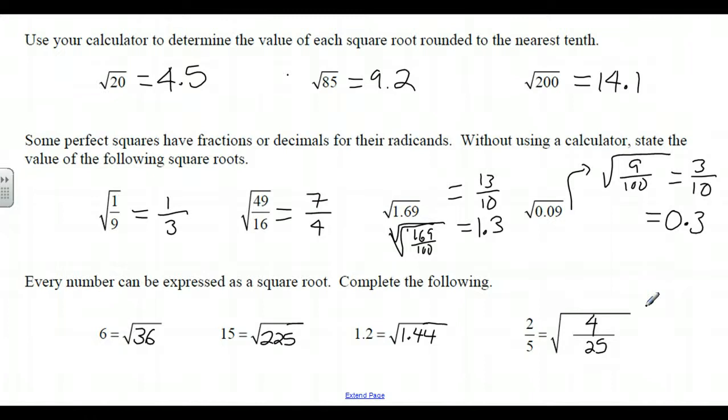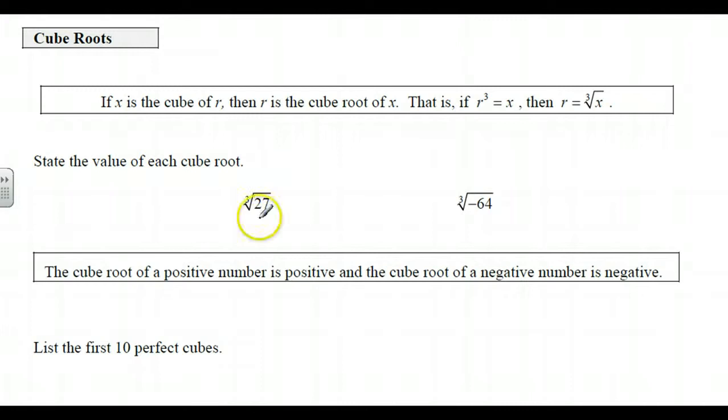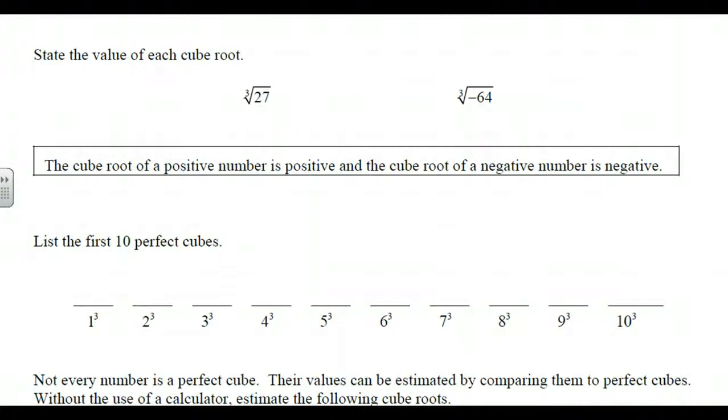And now let's move on to cube roots. Cube roots. If x is the cube of r, then r is the cube root of x. If x is the cube of r, then to uncube things, right, we have to undo the cubing. We do that by taking the cube root of both sides. So we say the cube root of r cubed is, well, you're basically just undoing what's there, so it is r. And the cube root of x is the cube root of x.